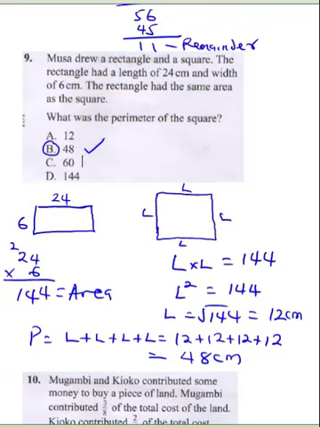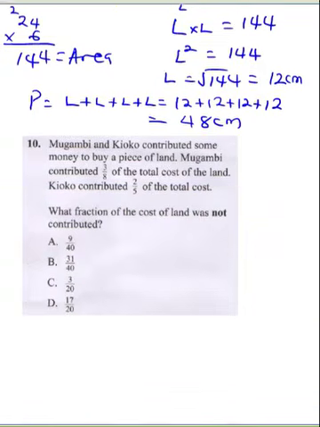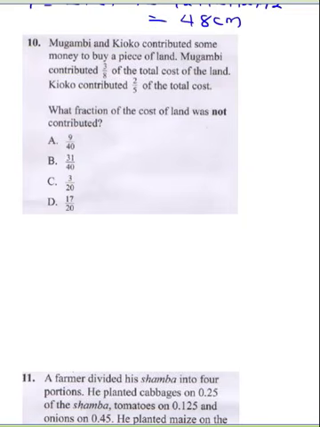Okay, so that will take us to the next question, which says, Mungabi and Kyoko contributed some money to buy a piece of land. Mungabi contributed 3/8 of the total cost of the land. Kyoko contributed 2/5 of the total cost. What fraction of the cost of land was not contributed? Now, if Mungabi contributed 3/8 and Kyoko contributed 2/5.